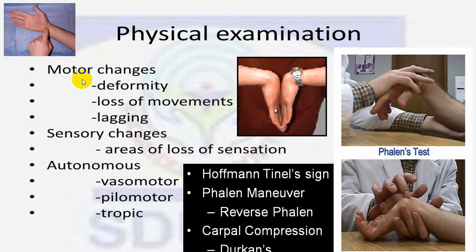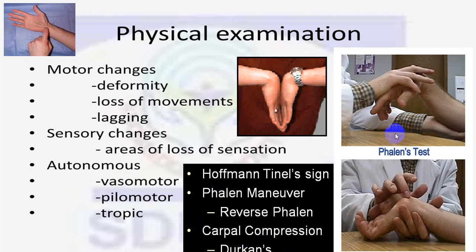So motor changes will produce deformities, loss of movement, lagging. Sensory changes will be there. There will be loss of sensation in the area where median nerve distribution is there. You will have autonomic changes like vasomotor changes, pilomotor changes, trophic changes, and you will be able to demonstrate Hoffmann-Tinel sign, Phalen's maneuver, reverse Phalen's maneuver, carpal compression, or what we call Durkan's sign.